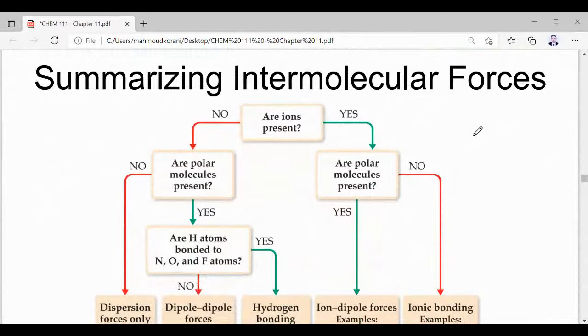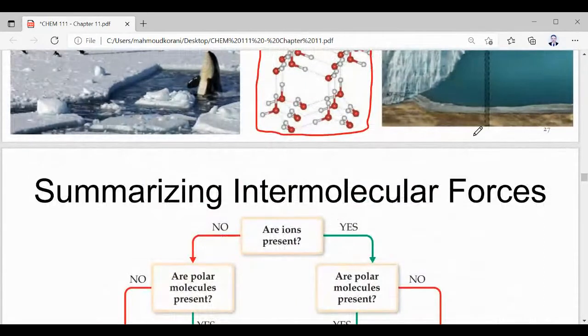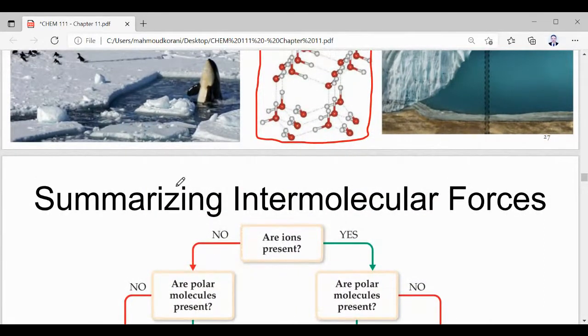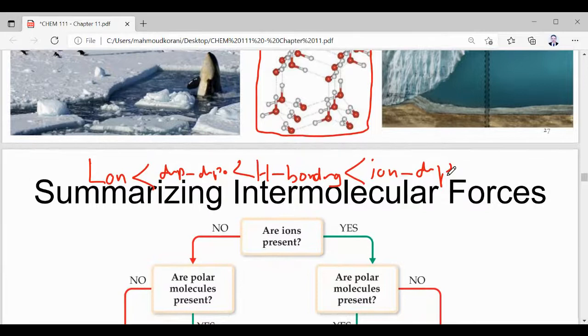Just summarizing the intermolecular forces, we have four intermolecular forces, and if you would like to arrange them according to increasing strength, first comes London, and after London comes the dipole, and after that comes hydrogen bonding, which is stronger than the dipole, and the strongest one is the ion-dipole interaction.